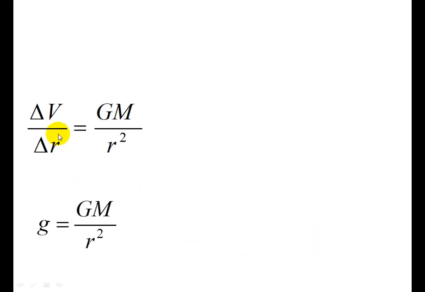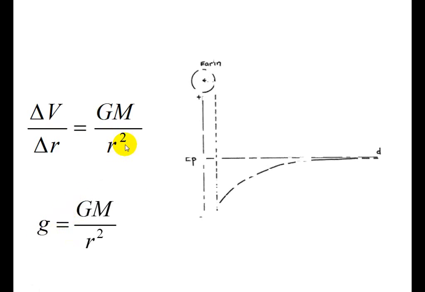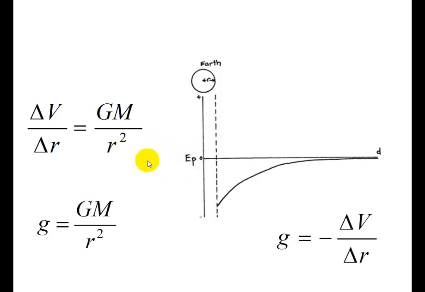So this is the potential gradient, which is GM over r squared, which is equal to the gravitational field strength. So this is quite useful. It basically tells us that the gravitational field strength is equal to the gradient of the potential line. So this is how the potential changes with distance. The gradient of this line will give the gravitational field strength.